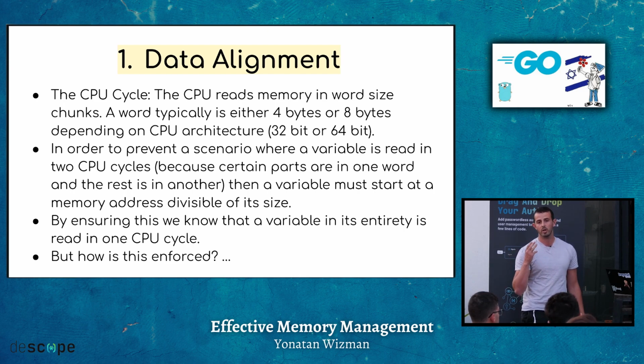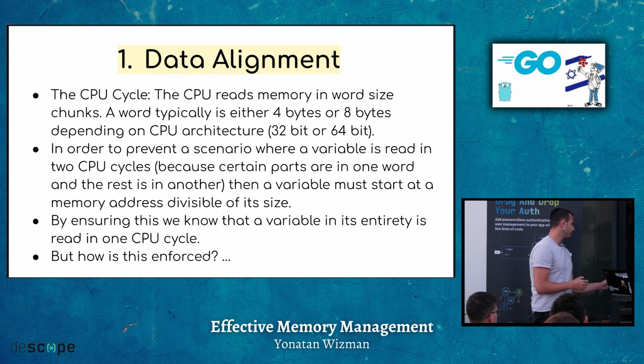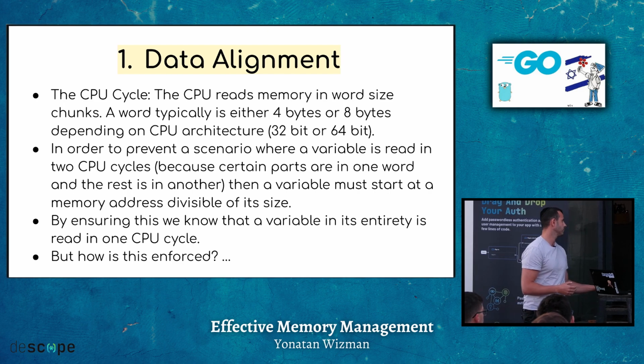So let's say right now I want to insert the int64 variable at location number 10. I can't because it's not divisible by 8. But I can insert it into location 16. All right? So how do I enforce this? How do I make sure that the data really is aligned, that it's starting from a location that is divisible by the size of the variable?